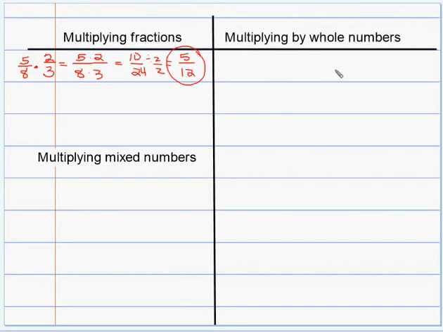I'm going to do multiplying whole numbers first, and then we'll go down to mixed numbers. Here's an example. If I have 3/7 times 12, we can represent 12 as a fraction by putting a 1 under it. So we're really doing 3/7 times 12 over 1, which is the same thing as 3 times 12 divided by 7 times 1, which is 36 divided by 7.